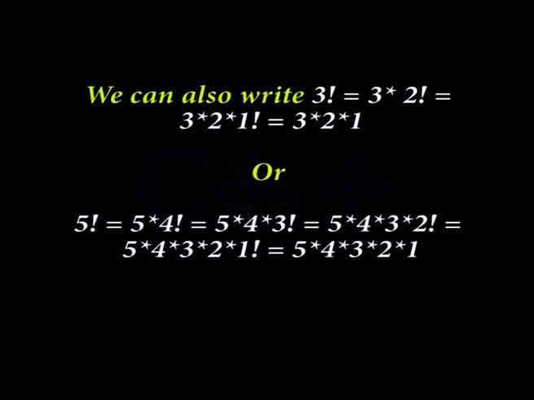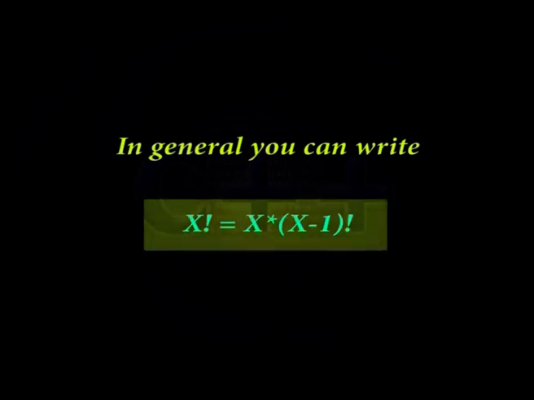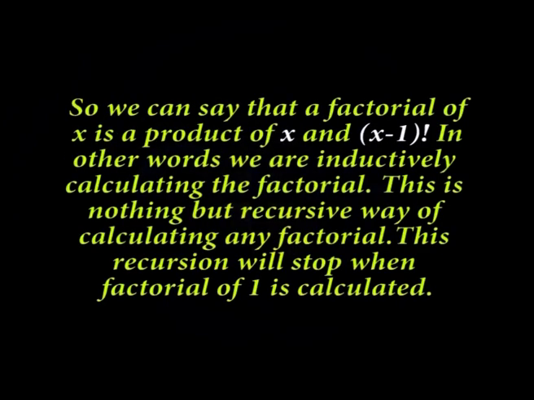into 1. Or in general, you can say x factorial is equal to x into x minus 1 factorial. So we can say that a factorial of x is a product of x and x minus 1 factorial. In other words, we are inductively calculating the factorial. This is nothing but recursive way of calculating any factorial. This recursion will stop when factorial of 1 is calculated.